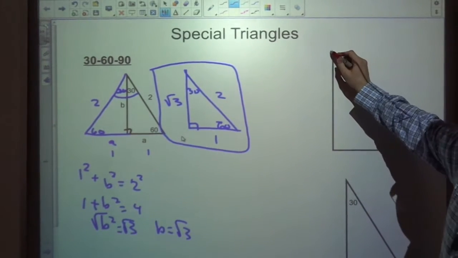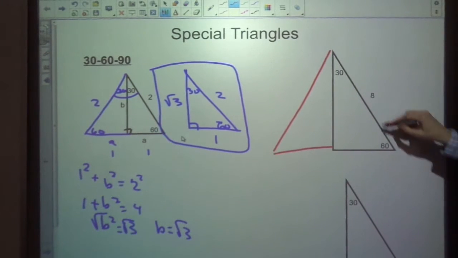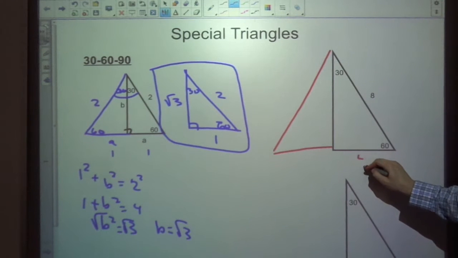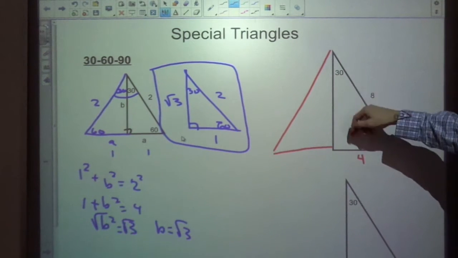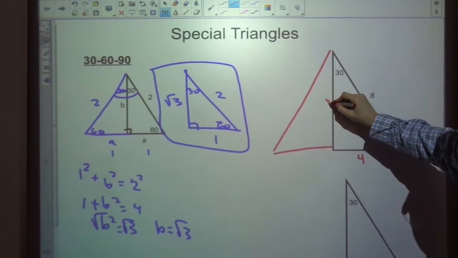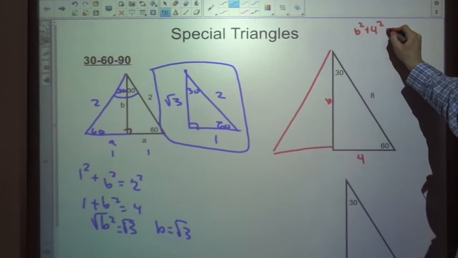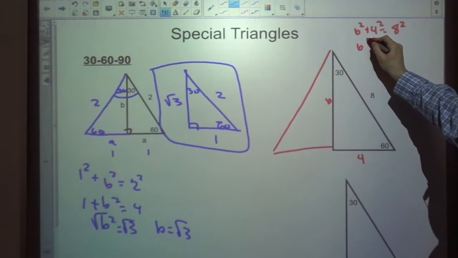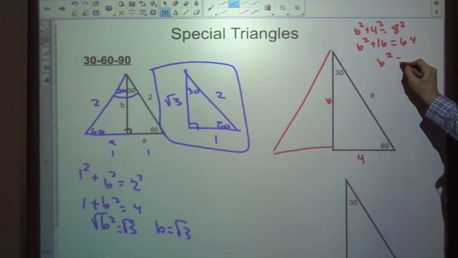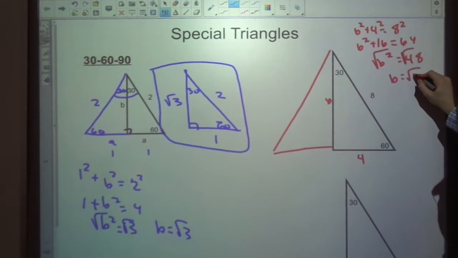If we flip this one, now we've got 60, 60, 60, so this is 8, this is 8, this is 8, which means this part has to be 4. And then to figure out the height here, we'll call this b, that's fine. We've got b squared plus 4 squared equals 8 squared. So that's going to be 48. And if I square root that, we've got square root of 48.